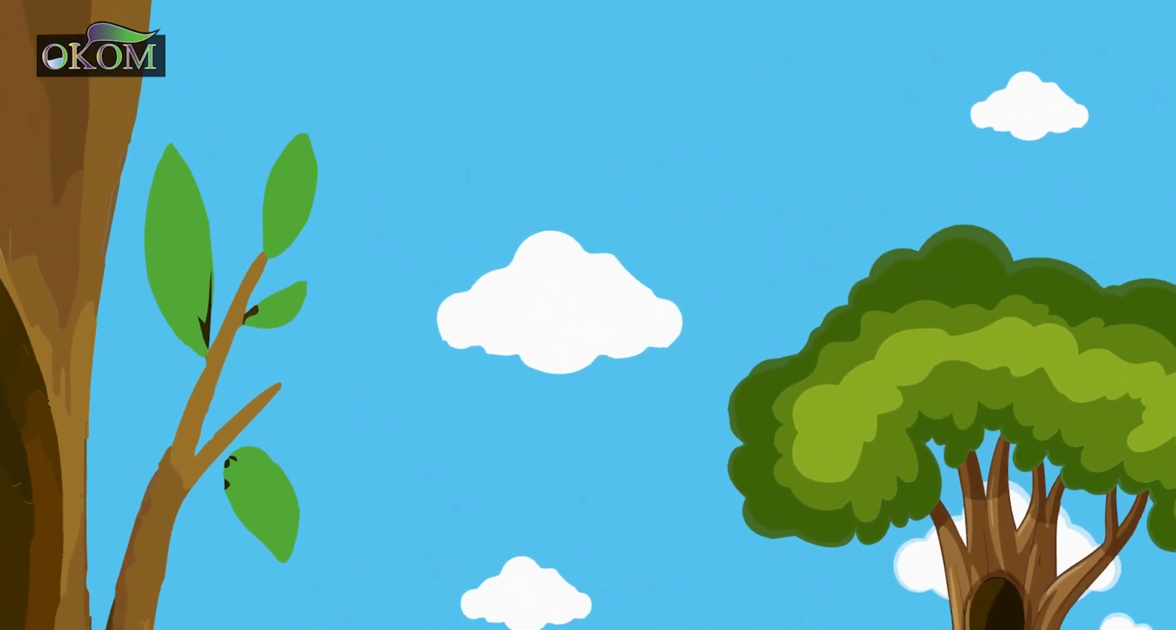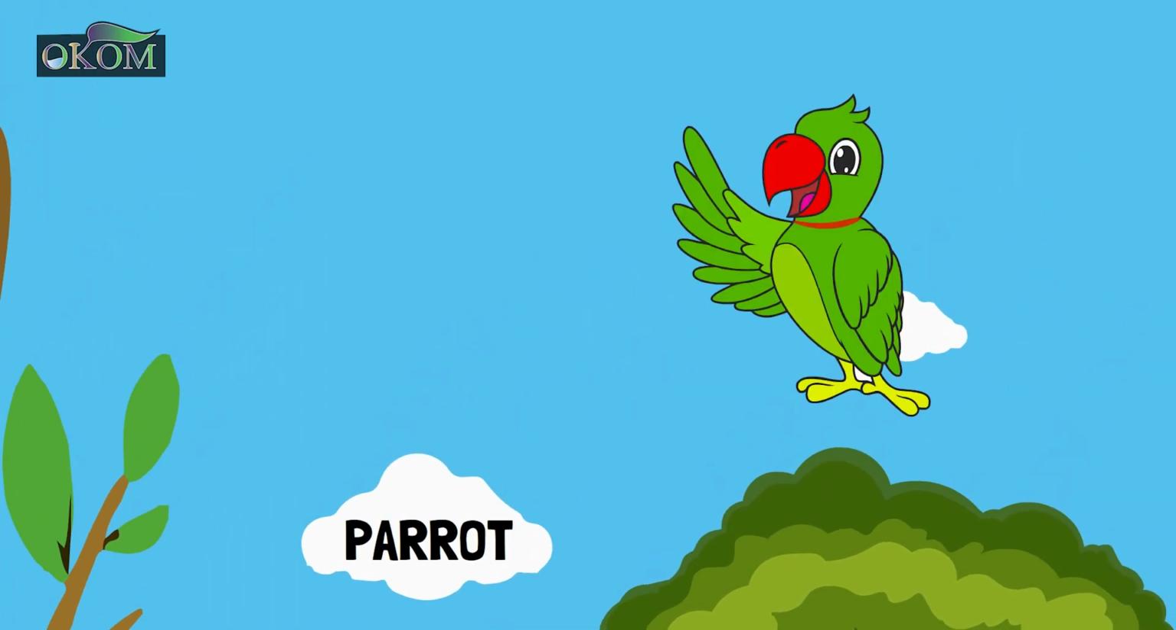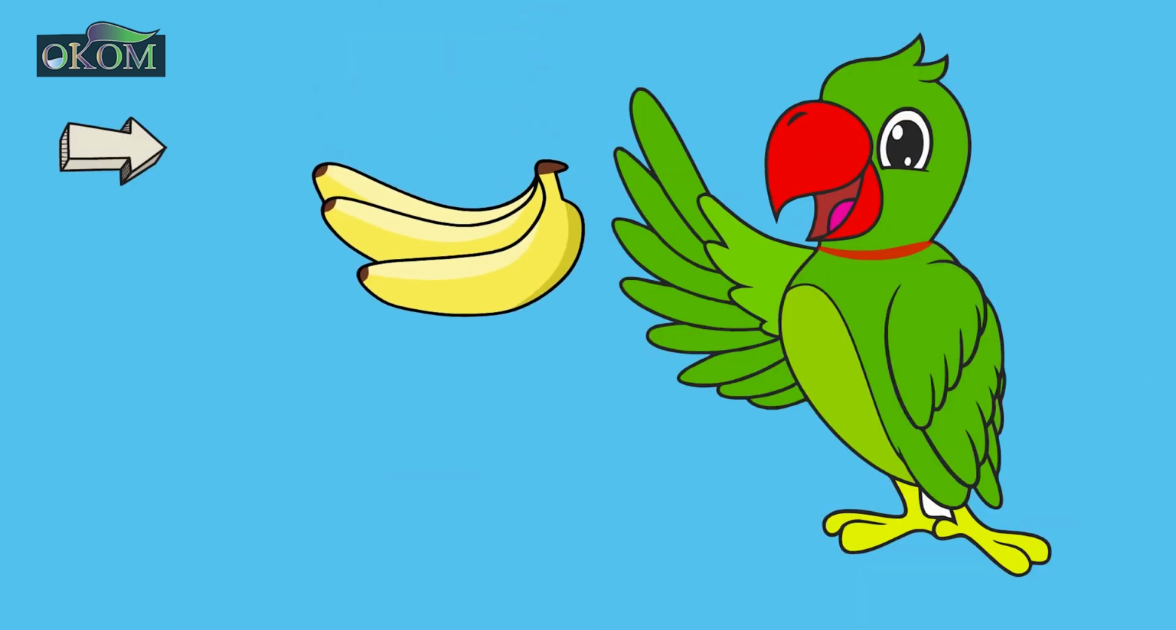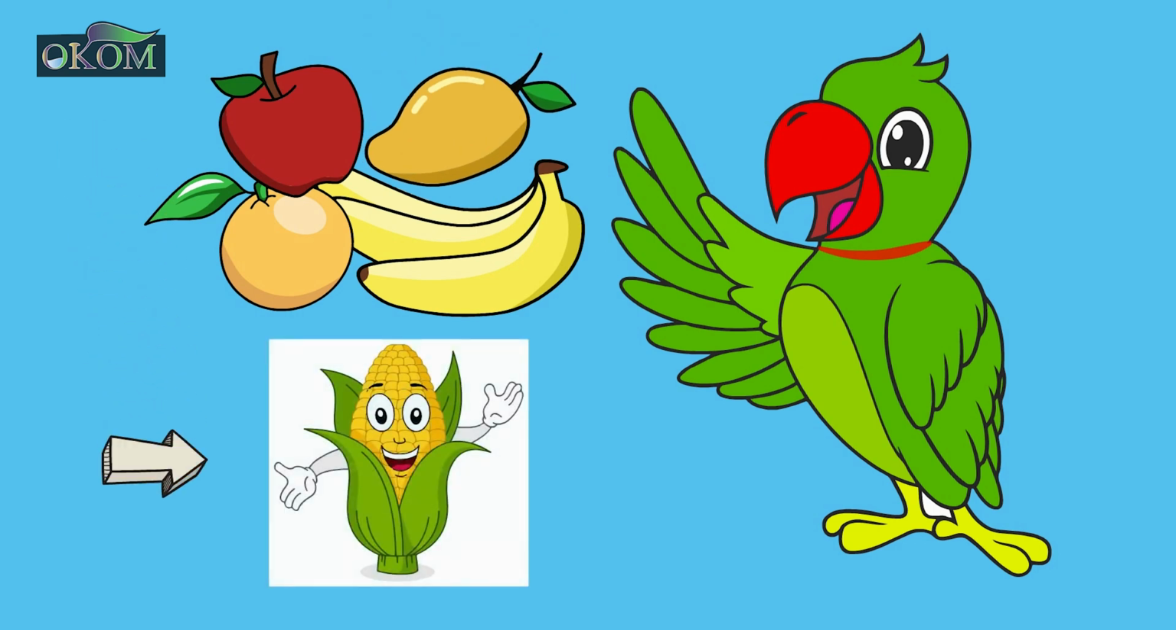Today we are going to talk about parrot. The parrot is a beautiful bird. Its beak is red. The wings are green. There is a red line around its neck. The parrot eats fruits and grain as food.